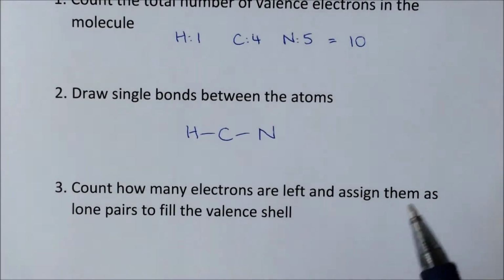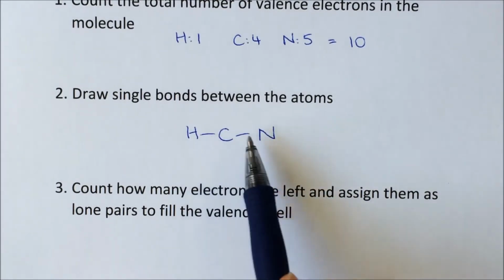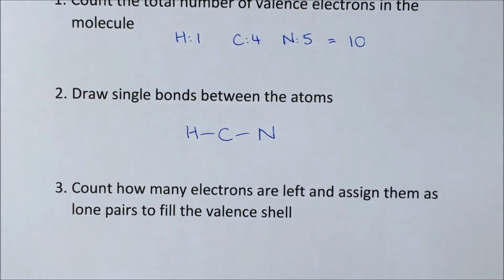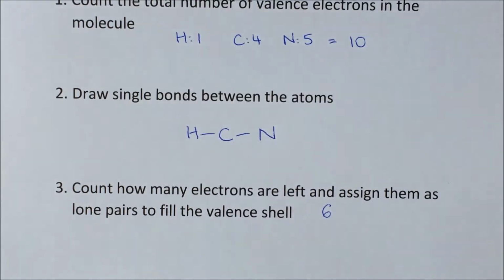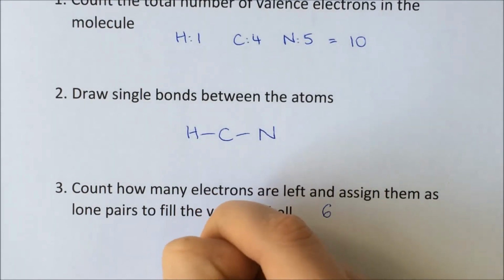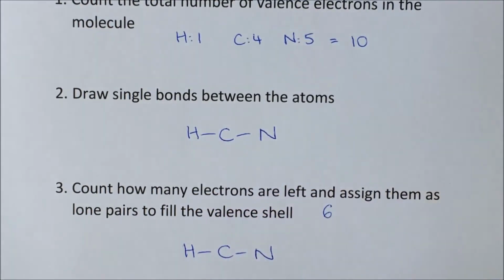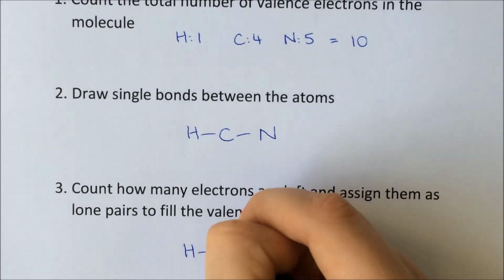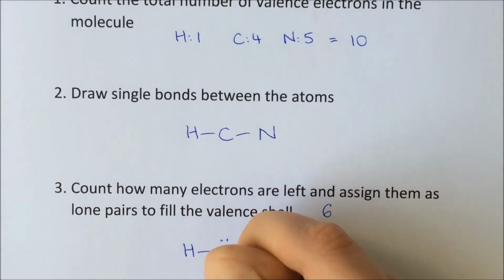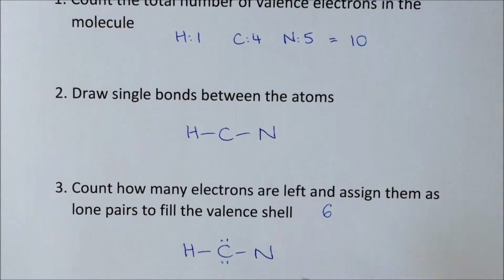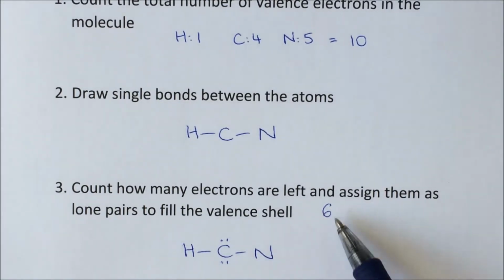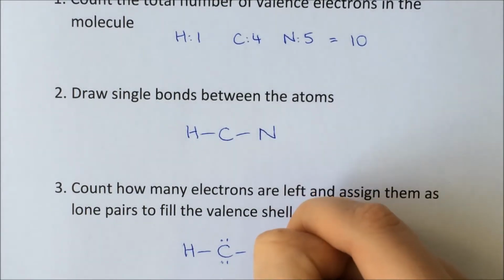Let's count how many electrons we have left to assign. We've assigned 4 already in these bonds. We need 10, so we've got 6 left to assign. Now hydrogen already has its filled valence shell. Carbon already has 4 associated with it. It needs 4 more. Nitrogen, okay, so we've already used 4 of our 6. So we put the last 2 on nitrogen.